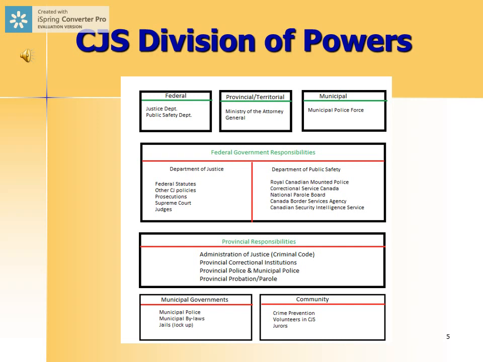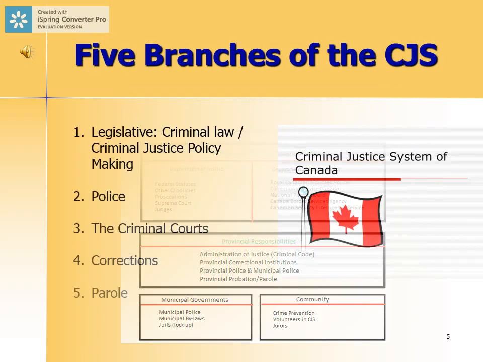So while the community plays a critical role in crime prevention in society, it's still a fairly minor role, notwithstanding the importance of juries. And the criminal justice system is still primarily under the auspices of the federal and provincial governments.